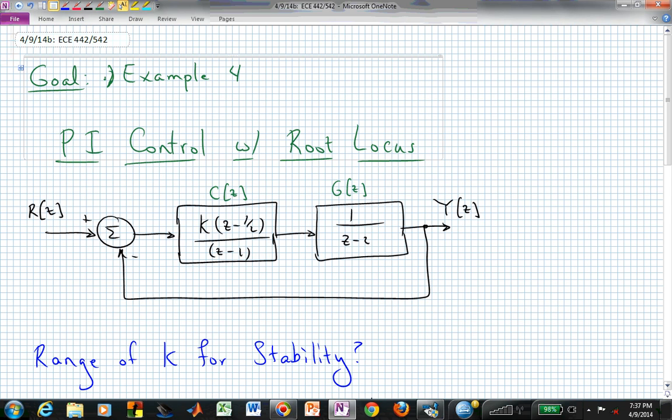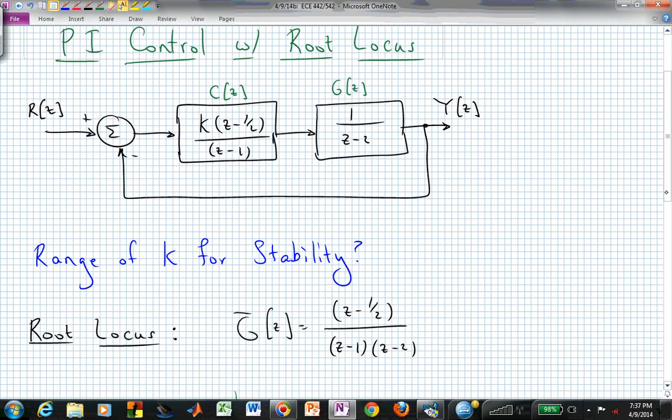What I want to do in this B session of today is to try to finish up example number 4 that we've started several times. And in this session, I want to illustrate example 4 as if it was a PI control problem, and we're trying to do this design process using the root locus strategies that we are learning. And in particular, that means how do we find K, or what is the range of K for stability, just to sort of get us started on that path.